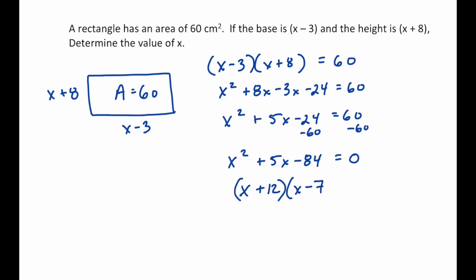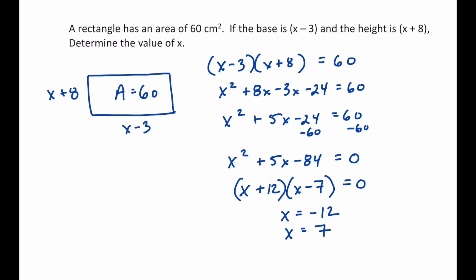I've skipped a few steps there in my factoring. This isn't a factoring video, it's a solving polynomial equations video. All right, now that we have it in factored form, our answers are pretty straightforward. It's either going to be negative 12 or 7. One of these answers will make a bit more sense than the other.